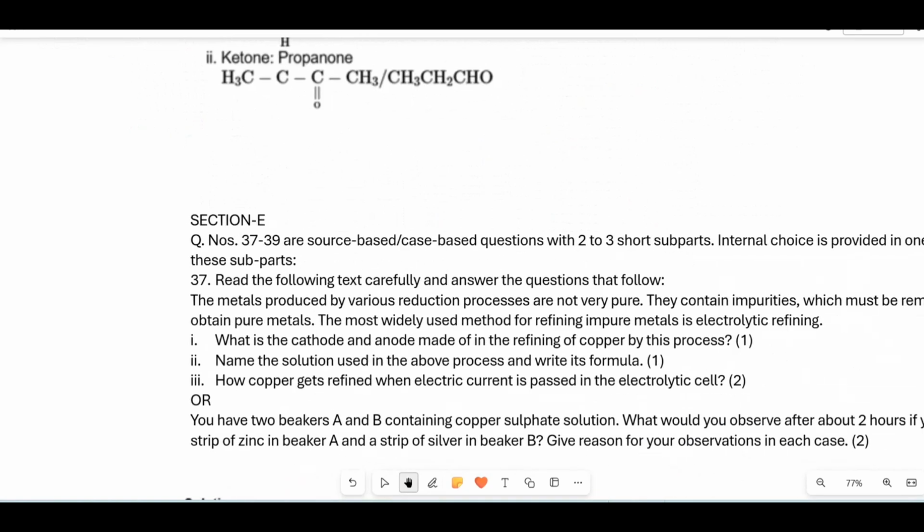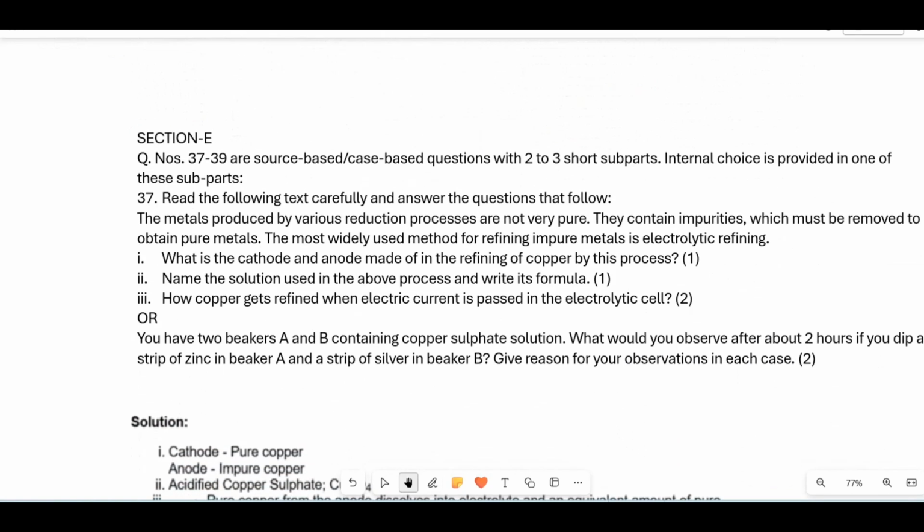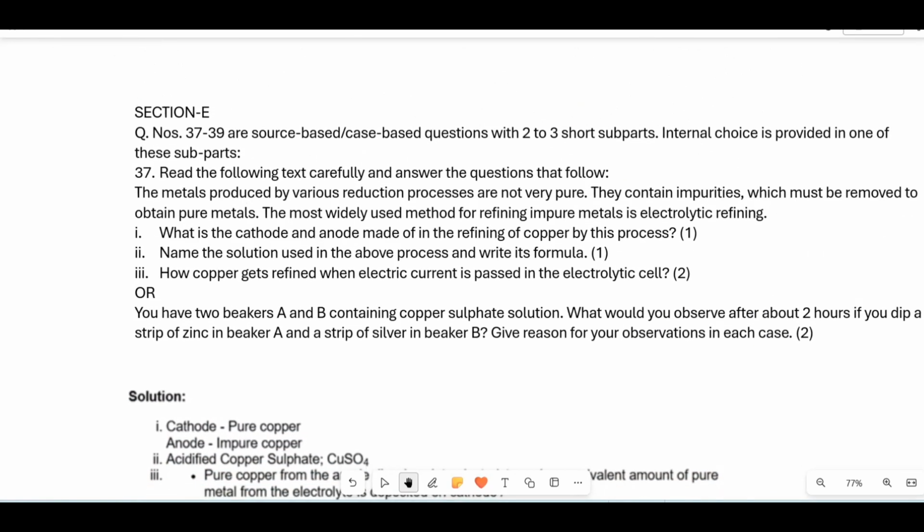Now section E, which is a case-based question. So there will be a small paragraph and there are 2-3 questions. You should read and understand the paragraph and then answer. The text given here is regarding metals. The metals produced by various reduction processes are not very pure, so they contain impurities which must be removed to obtain pure metals. The most widely used method for refining pure metal is electrolytic refining.